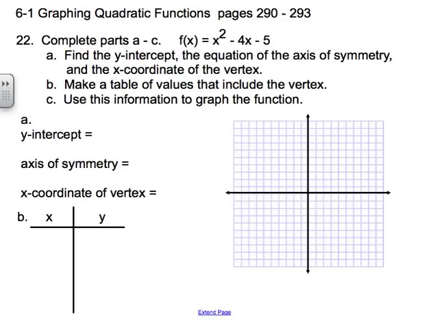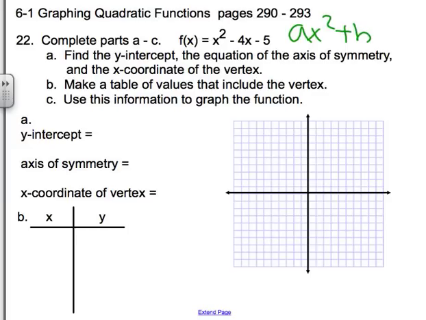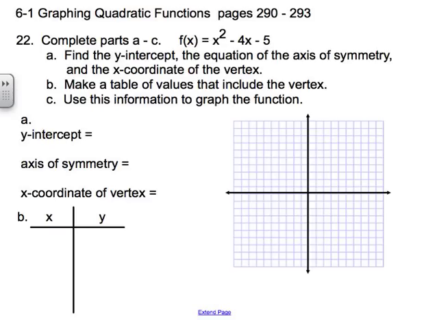Looking at lesson 6.1, graphing of quadratic functions. Remember, when we're talking about a quadratic function, we are looking at it in the form of ax squared plus bx plus c. We're looking specifically at problem 22. Problem 22 asks us to find the y-intercept, the equation of the axis of symmetry, and the x-coordinate of the vertex. Make a table of values for this, and then go and graph it.